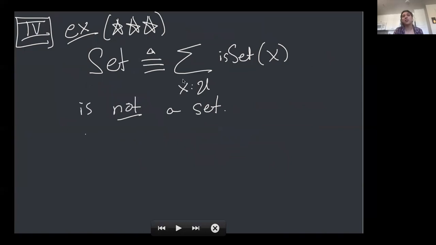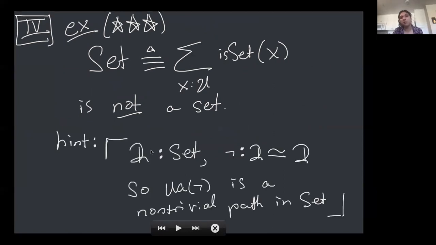And here's a cute little exercise. Show that Set, which is the type of all sets, is not a set. So this is something that you sort of expect for Russell paradox reasons, and univalence again shows that this is the case. As a little hint, consider the type of Booleans. Negation is going to be an equivalence from the Booleans to itself. So the univalence axiom applied to negation is a non-trivial path in Set.